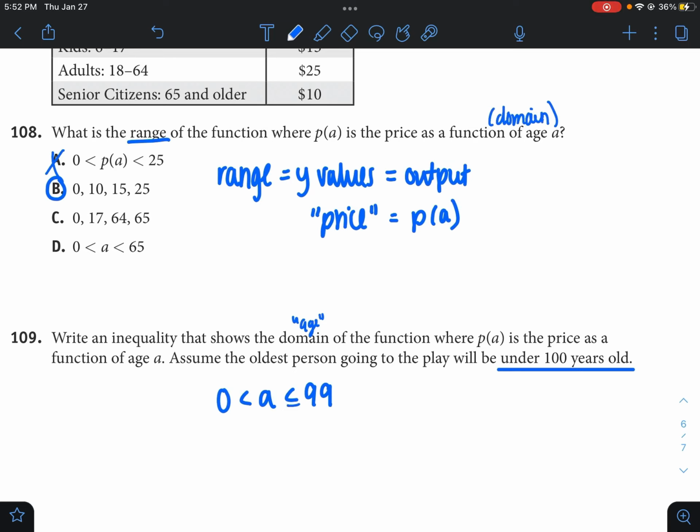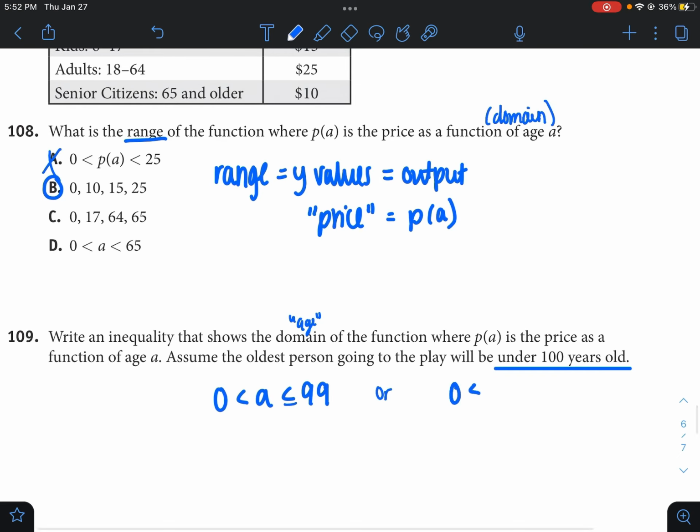Or another way of writing this here, because again, you can go up to, but we can't be 100. 0 less than A, less than 100. You can be 99 because that's under 100, but you can't be 100 years old. So either one of these would be acceptable, correct answers.